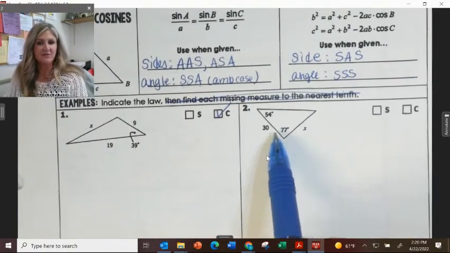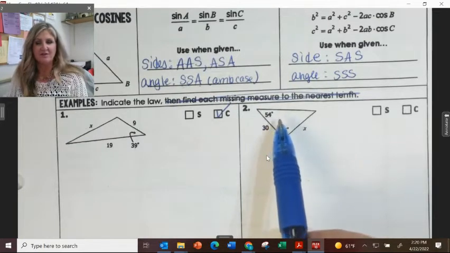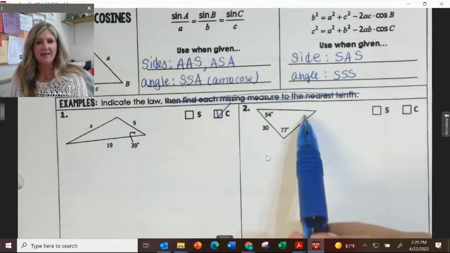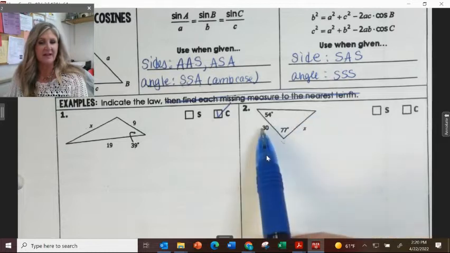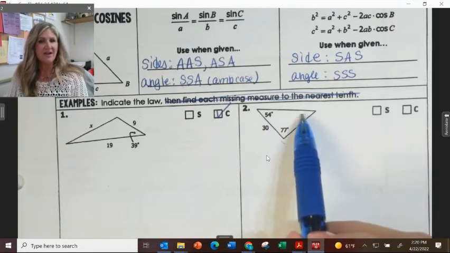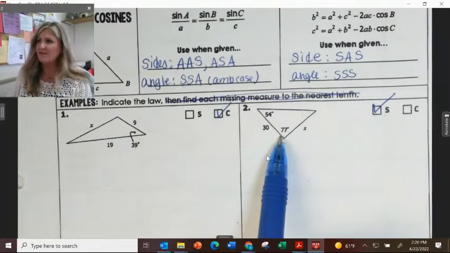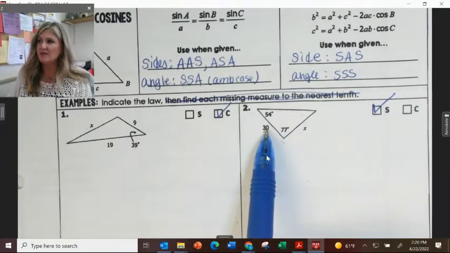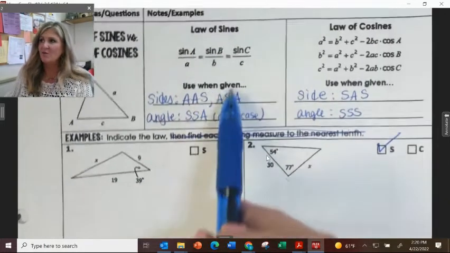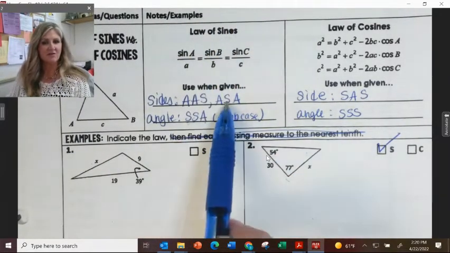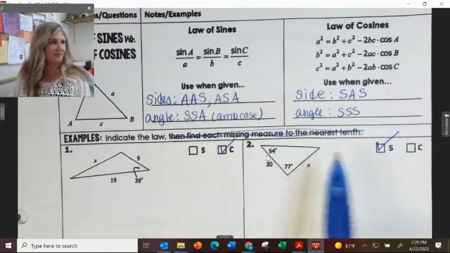All right, looking at the next one, we see if we could use the law of sines. And we look at it and we could do the sine of this angle over this side. And then we would want to use the sine of this angle over this side. Well, could I find this angle pretty easily? Yeah. So could I use the law of sines? Yeah. And let's look at what we're given. We're given an angle, side, angle. Is that one of the times we should be able to use law of sines? Yeah. Angle, side, angle. Finding a side.